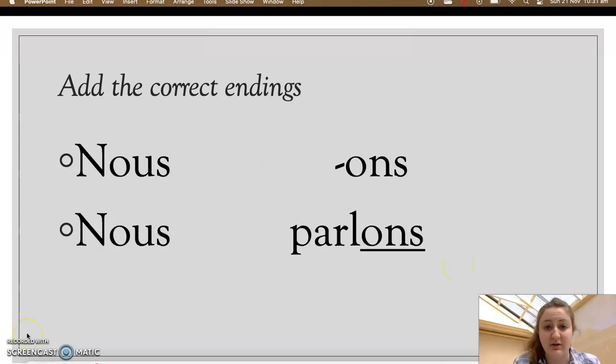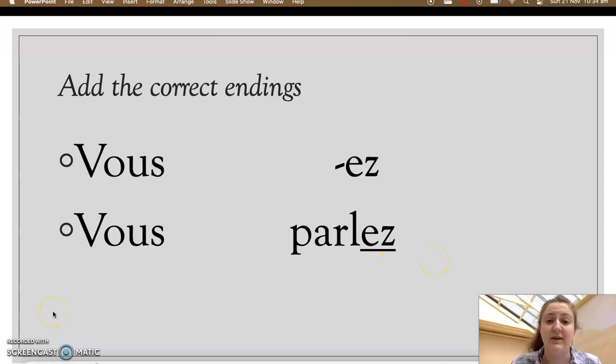Now we're moving on to some of the slightly trickier formations of the verb. However, these formations will be used across many verbs, so it's really important to learn them now. So when we're talking about nous, remember nous means we, we add an ONS on the end. So it'll be nous parlons. We have our stem and then we add ONS.